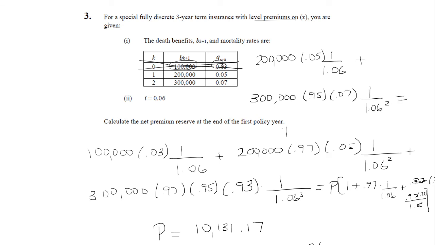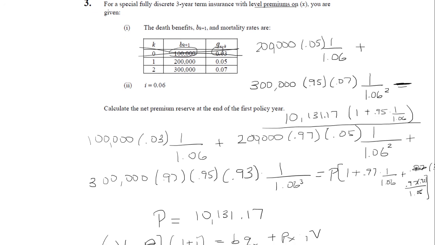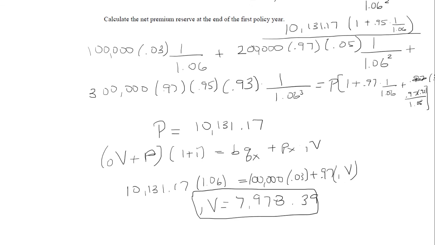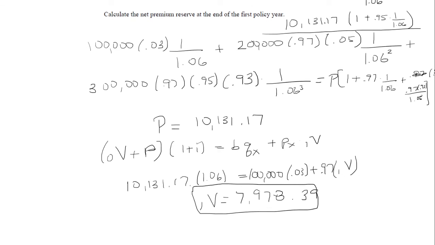We're given the premium is 10,131.17, and I'm sorry, here we have to subtract, since we're taking the expected present value of future benefits minus the expected present value of future premiums. So here we do 1 plus the probability of surviving year 1, which is 0.95, discounted back 1 year. You would solve this and get the same answer. There might be a rounding difference, but it should be pretty much the same thing. But clearly, that's a lot more work than just using the recursive formula.